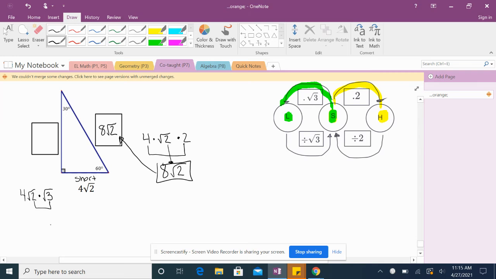I can multiply the numbers inside the square root and get 6, and then bring down the 4 outside.